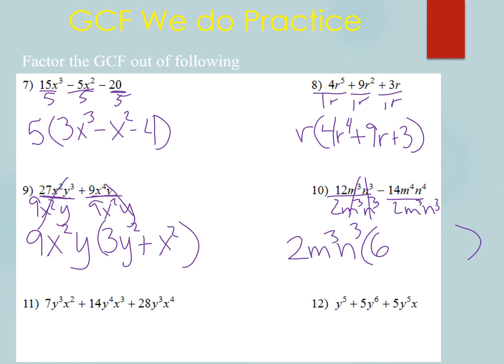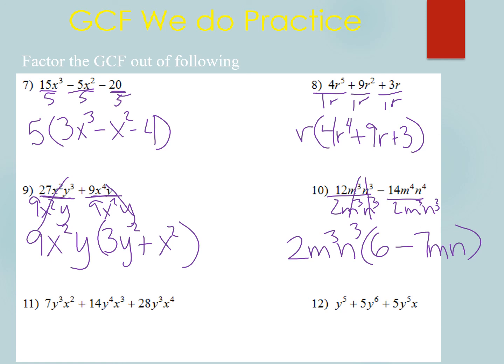I'm not writing any letters there. Then minus 14 divided by 2 is 7. There were 4 m's, I'm taking 3 out, so there's 1 left. And the n, same thing, there were 4, I'm taking 3 out, so there's 1 n left. So that is my final answer for number 10.